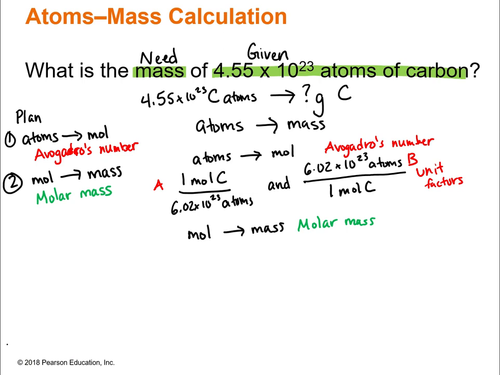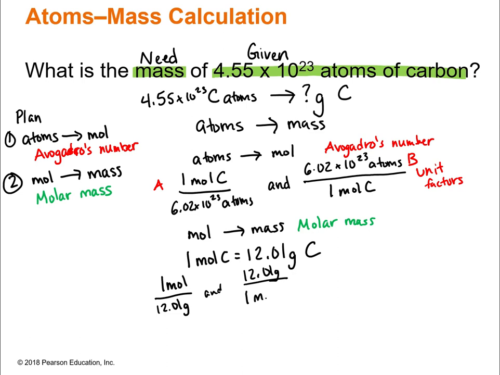And this is pretty easy because it's just one element, it's carbon. You look at the periodic table, see what it says, 12.01. You write grams and the symbol for carbon. Done. We have all our unit factors, and it's time to set up the problem.